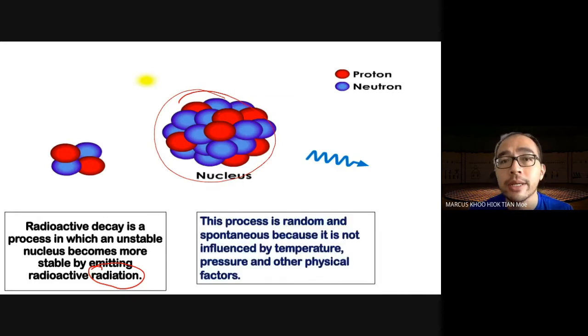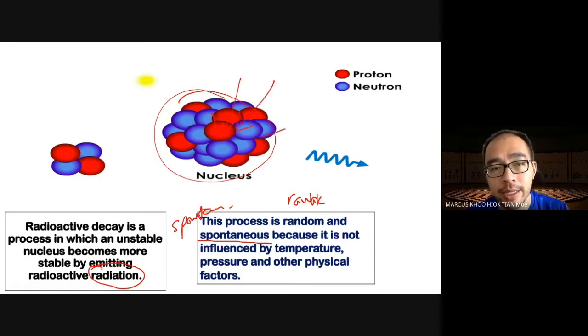But the thing about this is this. Just like volcanoes, the process of radioactive decay is very random and very spontaneous. Random means you cannot predict. You cannot really predict when or where it's going to happen, because it is not influenced by temperature, pressure, or other physical factors. There are things going on inside the nucleus that cause the decay to happen, but it is not caused by external factors.